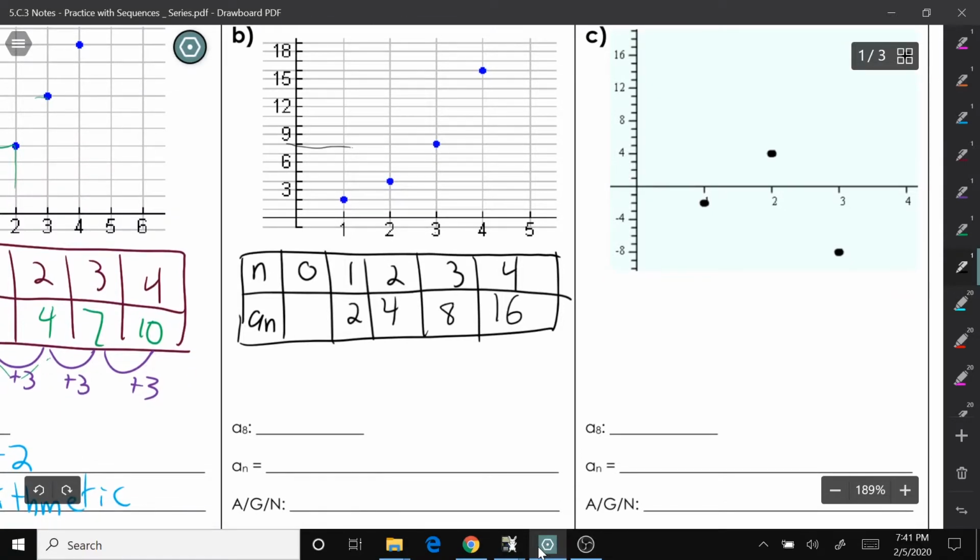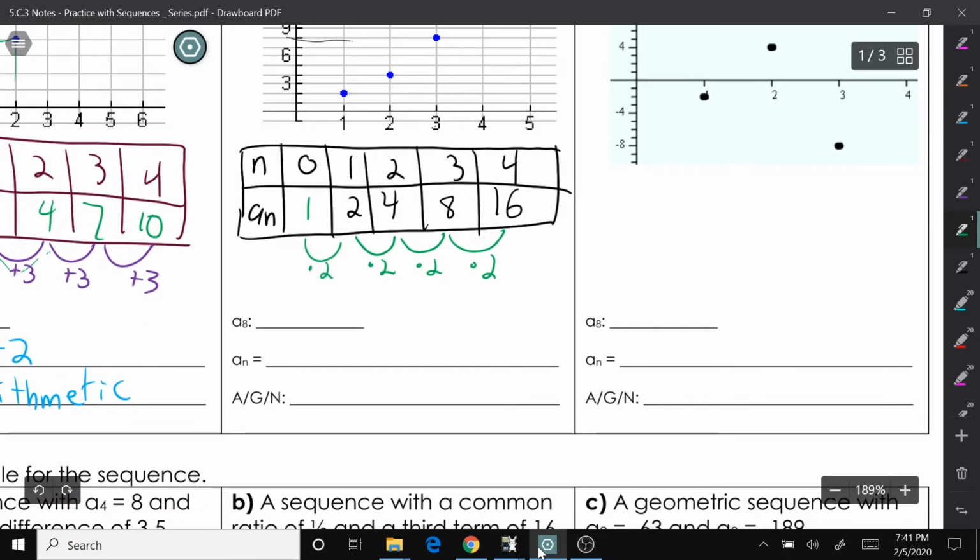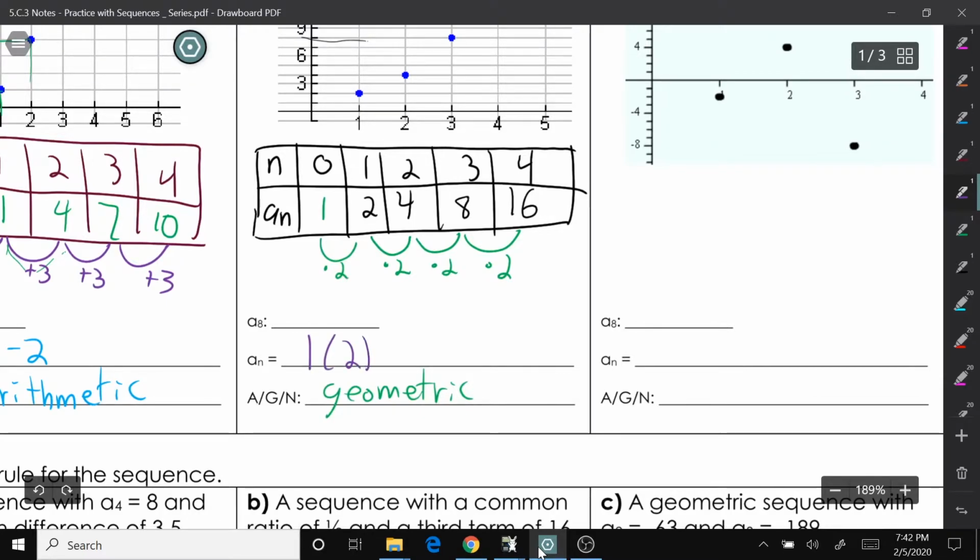So we are multiplying by 2 each time. 2 times 2 is 4. 4 times 2 is 8. 8 times 2 is 16. So this must be a 1, because 1 times 2 is 2. So this is geometric, because we're multiplying by 2 each time. And then an is going to be 1 times 2 to the nth power. We don't need the 1 in front. I just put that there because it's our y-intercept, or starting value. But if you left it like this, you're still okay.